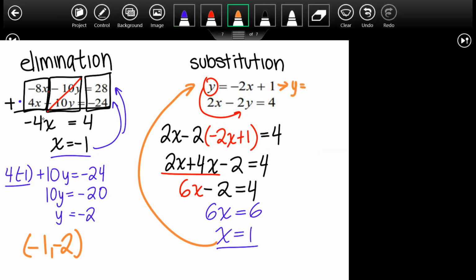Y is going to be equal to negative 2 times 1 plus 1. Y is going to be equal to negative 1. My solution?